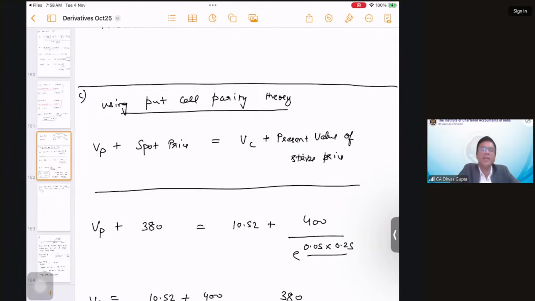The put call parity theory will be used wherever at one place you have a put option and at the second place you have a call option. Out of the four parameters which are part of the put call parity theory, which is the value of put option plus spot price equals value of call option plus the present value of strike price, if any one of them is missing and the rest three are given, it can be used to calculate the missing part.